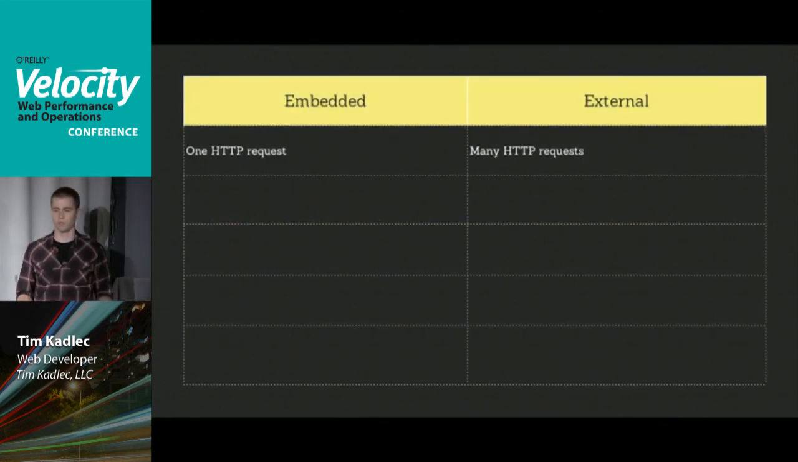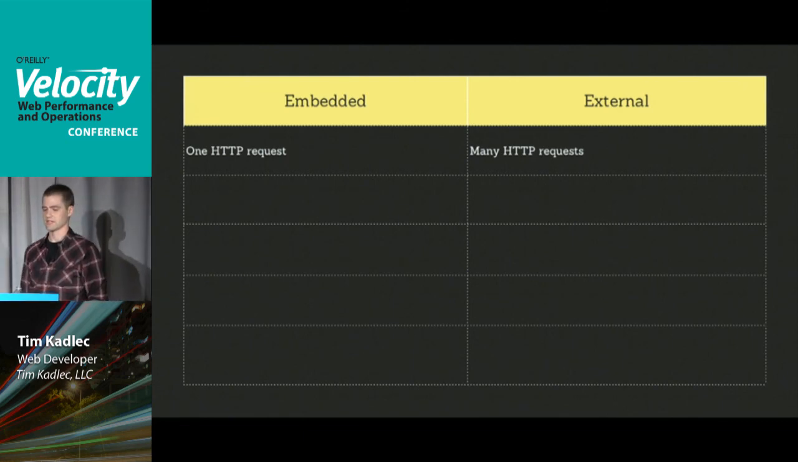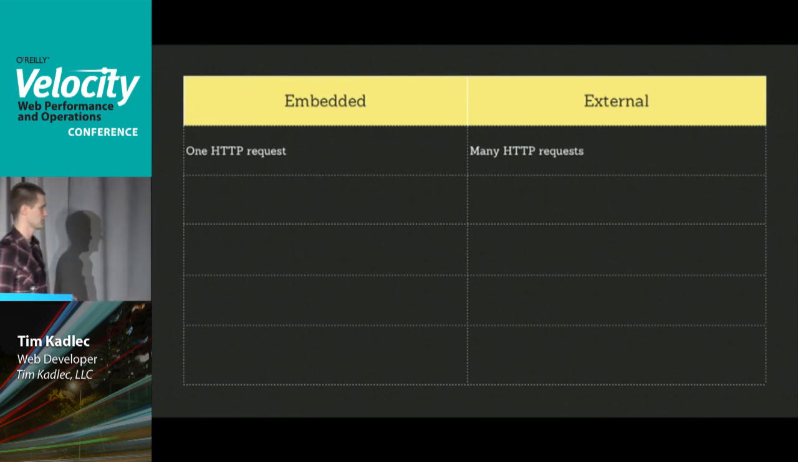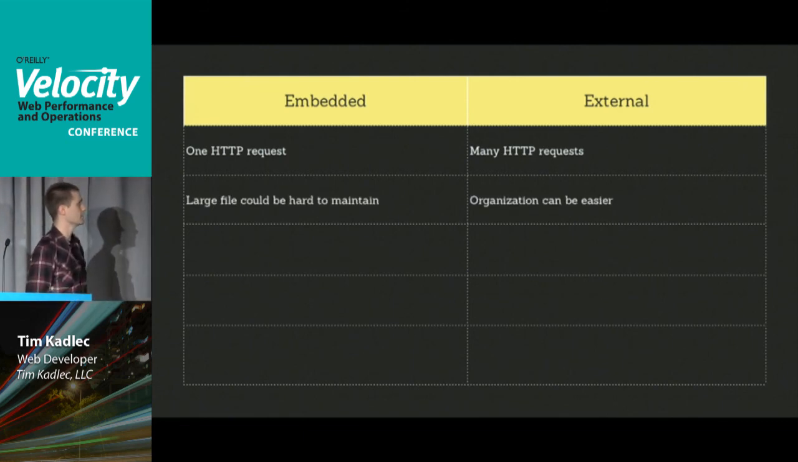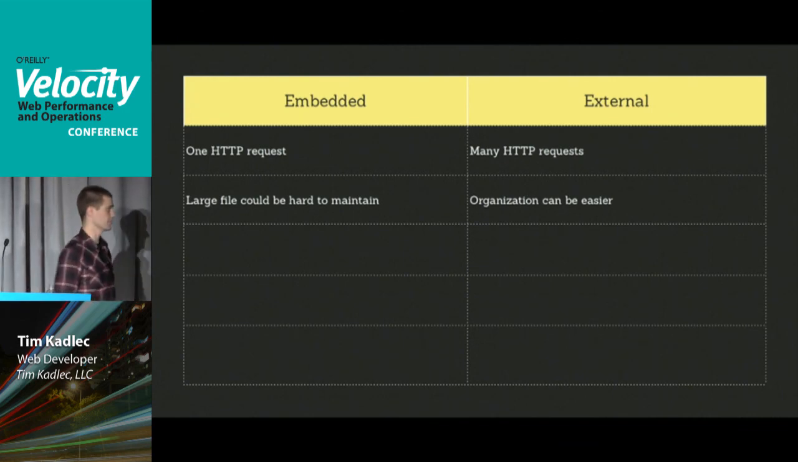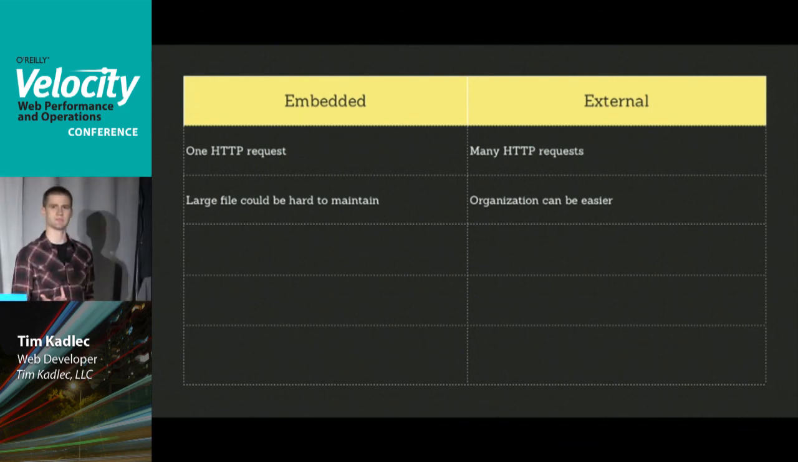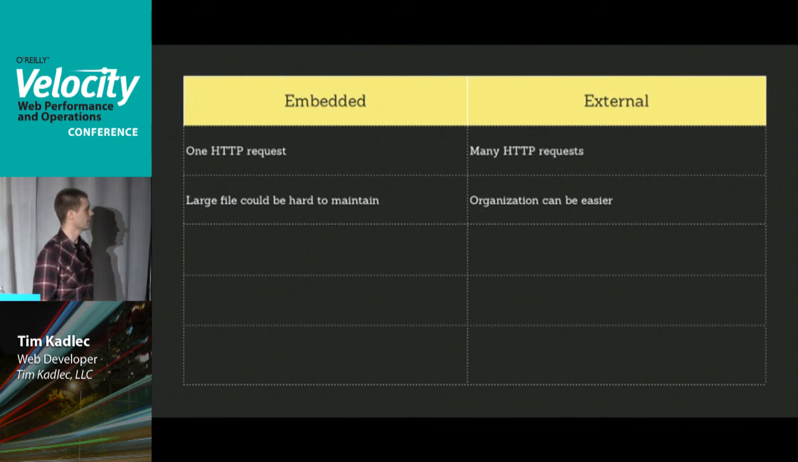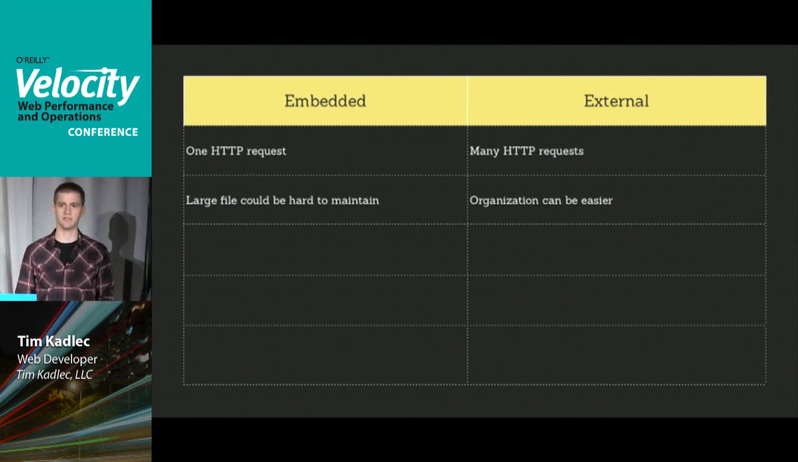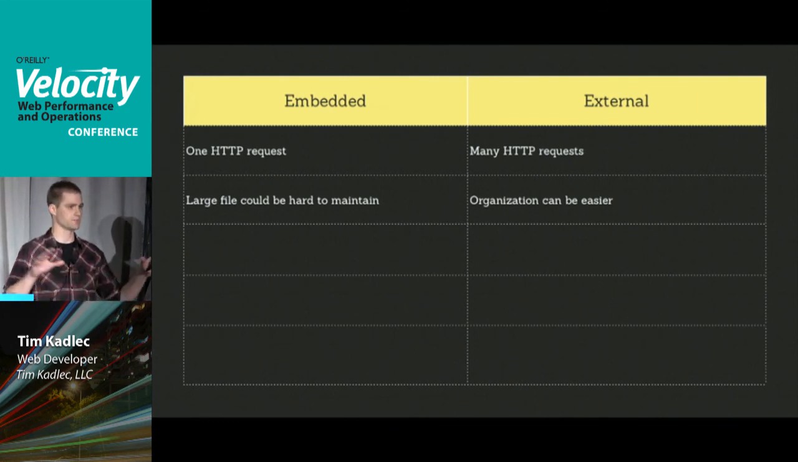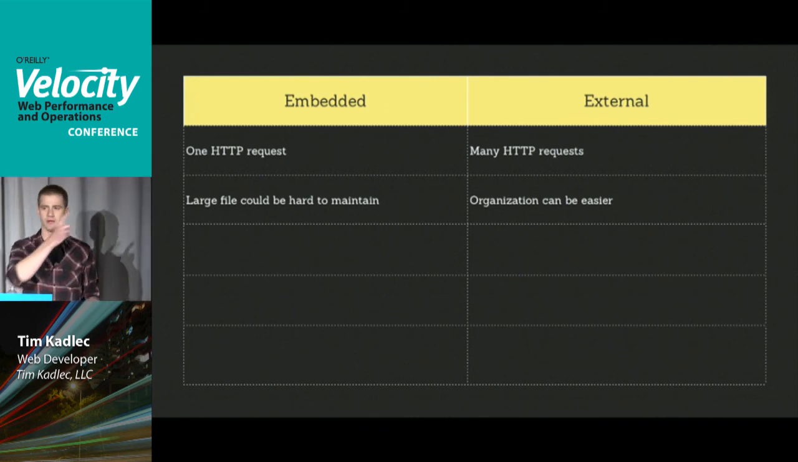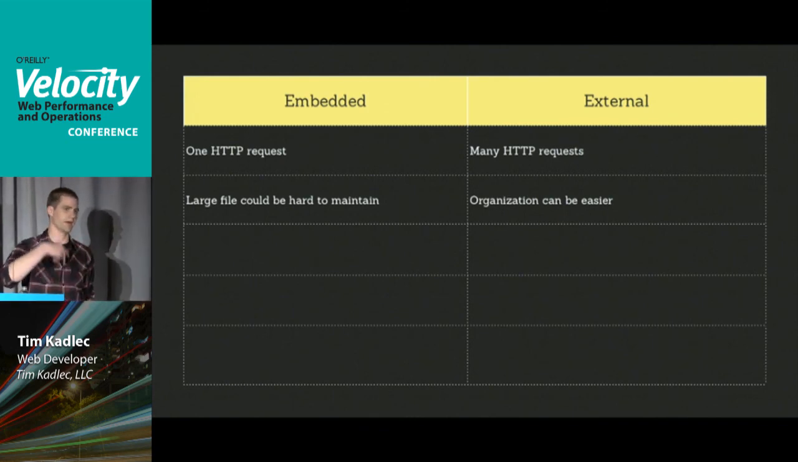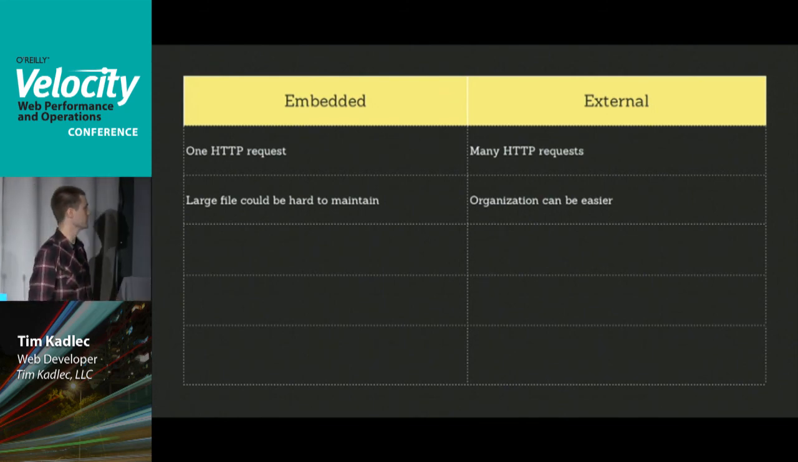So in embedded, you get the one HTTP request. External, you get several, right? So that's something to keep in mind. With the embedded, you could get this large file that might be hard to maintain. And this might be small for the back, I apologize. External organization could be easier because everything's grouped out by its own screen size. You can get around most of that if you're using any sort of compiler like Less or Sass or anything like that. You can have it organized however you want, so that may not even be an issue for you.